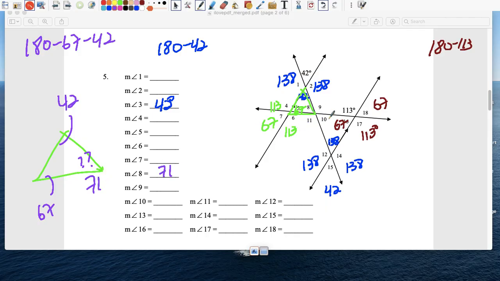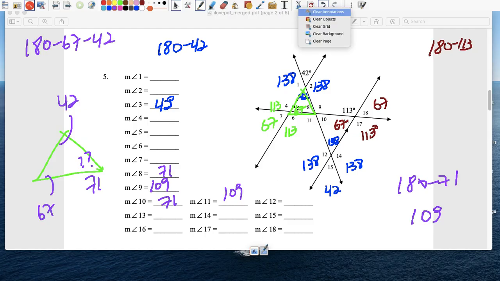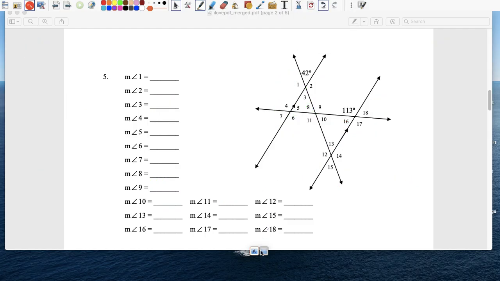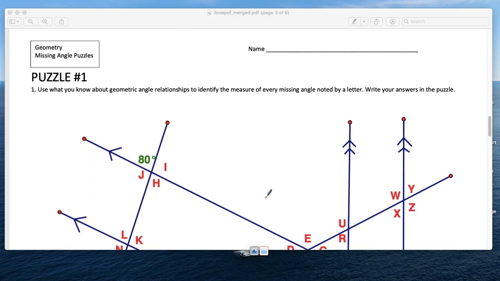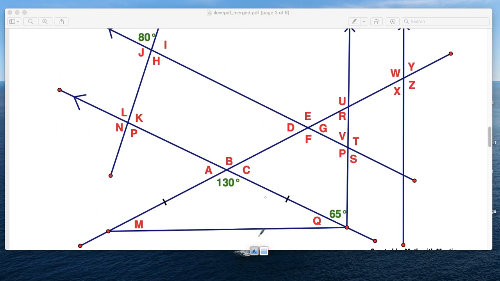Angle 10, which is right across from it, the opposite angle, is going to be 71. What's 9 and 11? Well, 9 and 11 are going to be supplementary, right? So 180 minus 71 is going to give us 109. So angle 9 and 11 are 109.